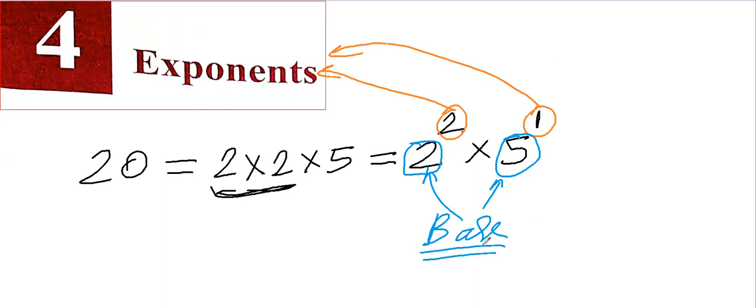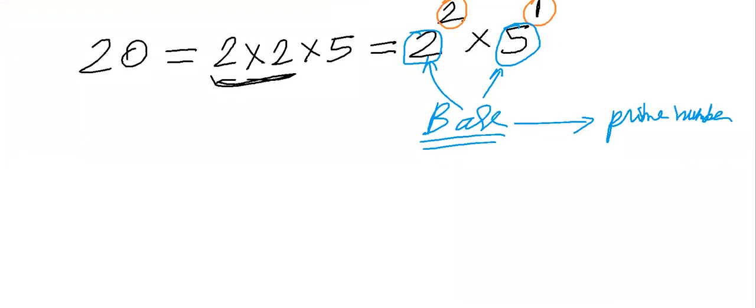And in this particular chapter, exponent, we should always try to make the base a prime number. Always try to make the base a prime number. It doesn't mean that you cannot work with a composite number. You can work with a composite number also. Let me explain that.